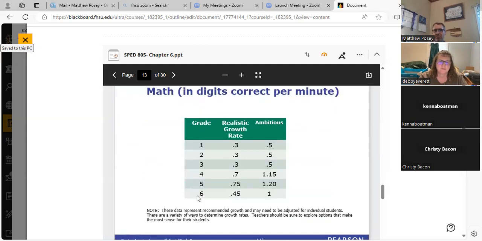Here is a chart for future reference if you ever decide to do math. Again, it's in your book. Recommended rate for grades 1 through 6 for math, per minute, digits correct per minute.